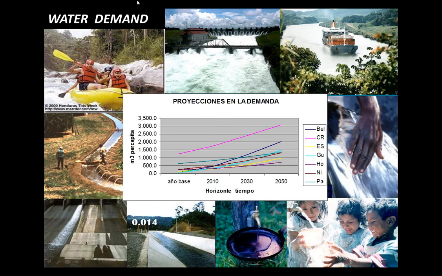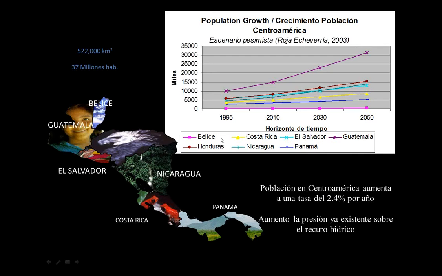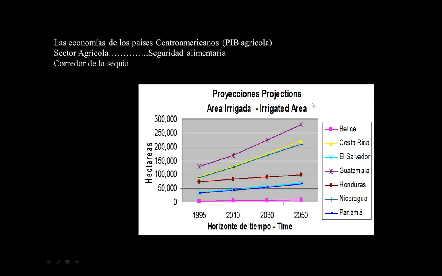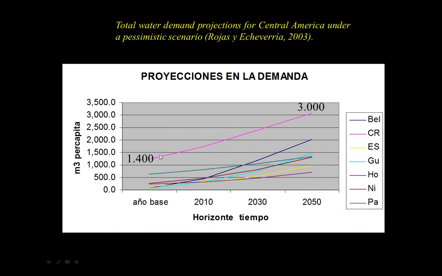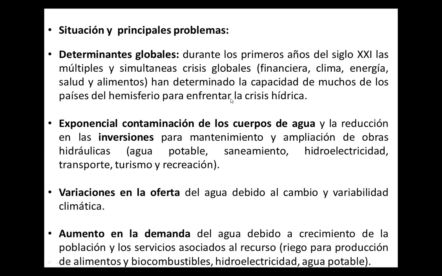Okay, that's important. The other factor that is depending on water is the water demand. Water demand depends on the amount of people that we have. Water demand depends on the water that we are going to use to have more irrigated area to produce more food. Water demand depends on how we use water for hydroelectricity, and that means the water demand is a big determinant for our potential uses.